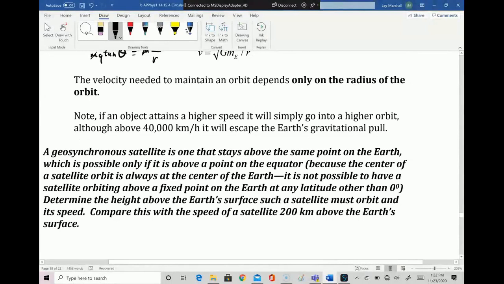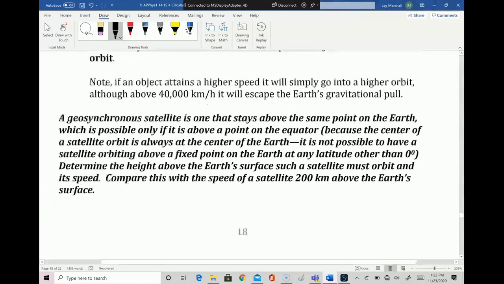Okay, so note, if an object attains a higher speed, it will simply go into a higher orbit. Okay, if I go faster, I'll just go into a higher orbit. Although above 40,000 kilometers per hour, it will escape Earth's gravitational pull. Okay?